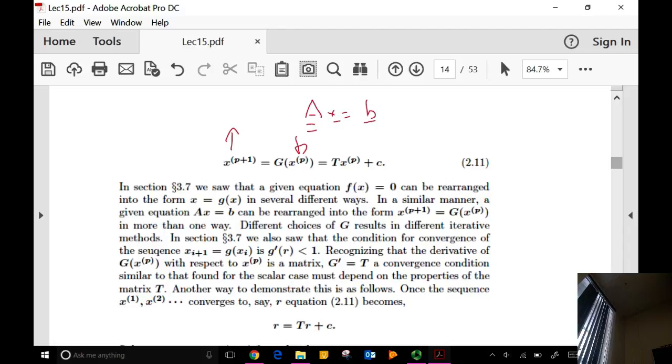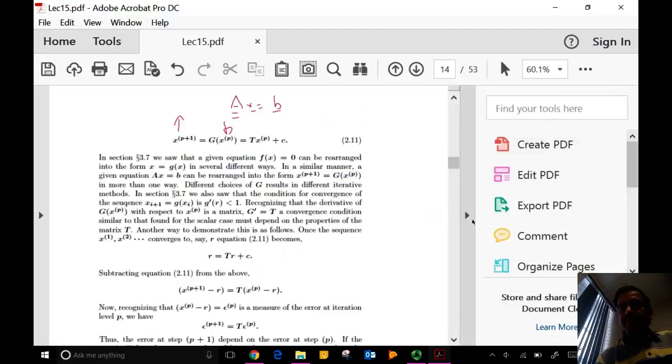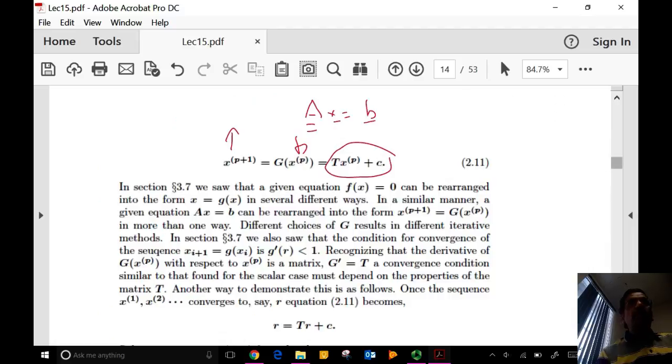Okay? So my G is nothing but Tx plus C. But then what is G prime? If I can do that, and I will show you a few ways of constructing your T and C pretty soon, but at this time, I'm saying that I can always do this. I can always write x equals g of xp for linear systems. You can always write this as a linear mapping of xt, the guess, to produce a new guess.